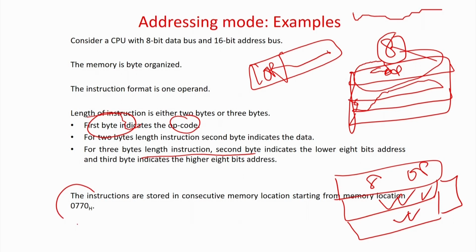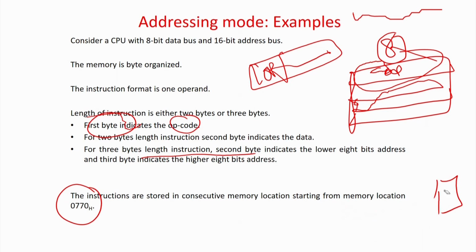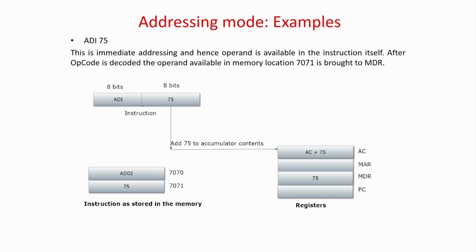For this present example, we are assuming that the instructions are stored in a memory location which is continuous, and it starts from 0770 hex. So, this is presented pictorially. The first instruction is add immediate 75.